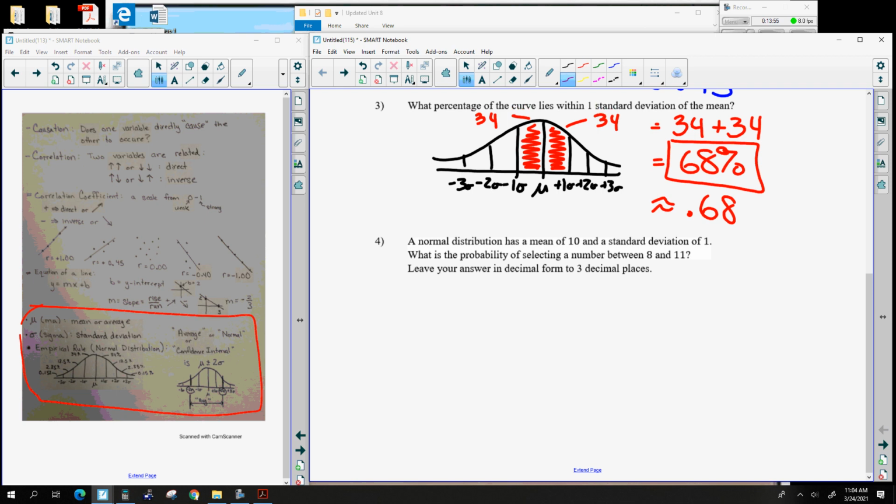All right, next, they say the mean is 10 and the standard deviation is 1. So our mean is 10 and our standard deviation is 1. They're going to ask us some questions about this.